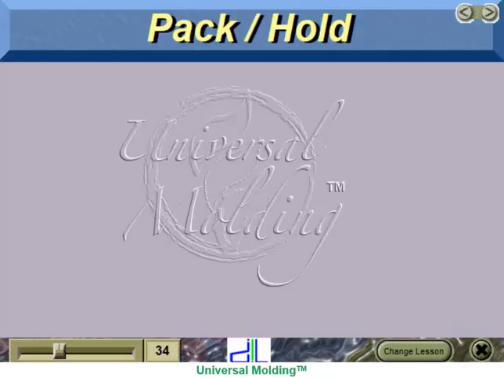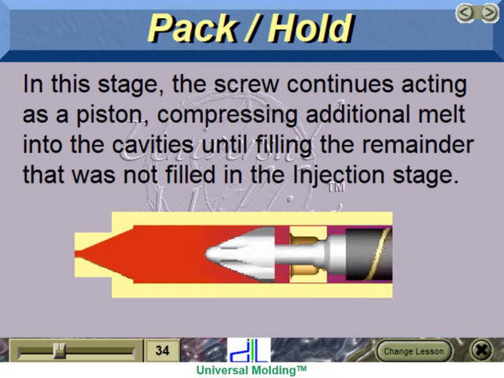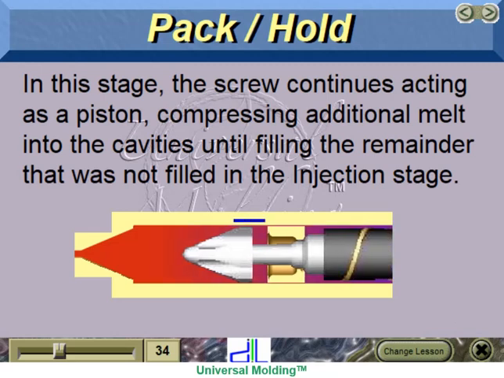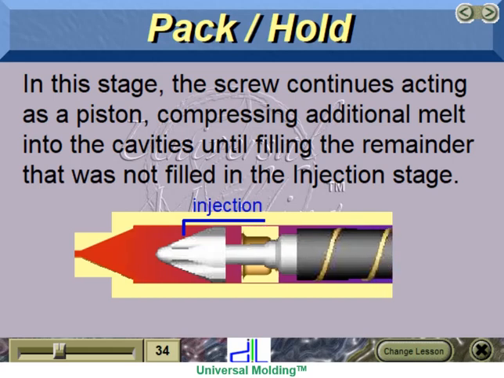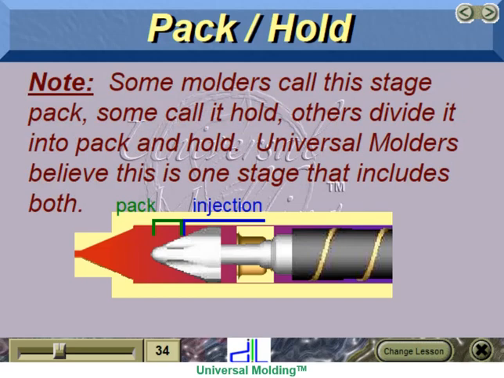Pack hold. In this stage, the screw continues acting as a piston, compressing additional melt into the cavities until filling the remainder that was not filled in the injection stage. Note: some molders call this stage pack, some call it hold, others divide it into pack and hold. Universal molders believe this is one stage that includes both.